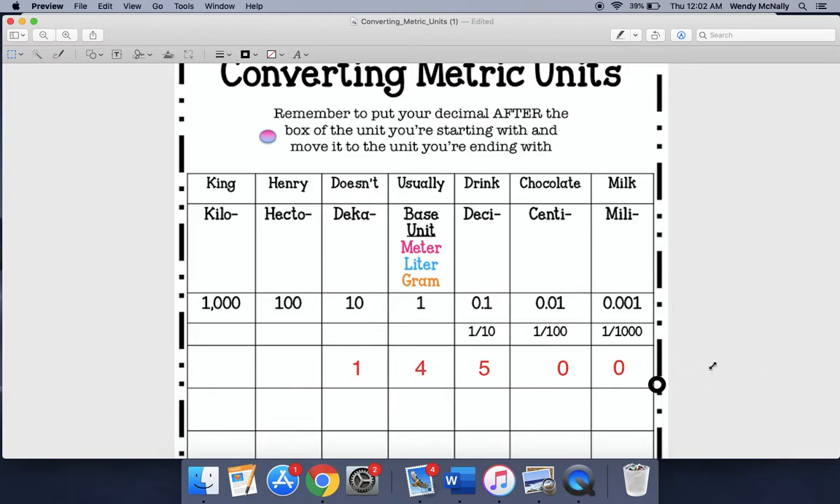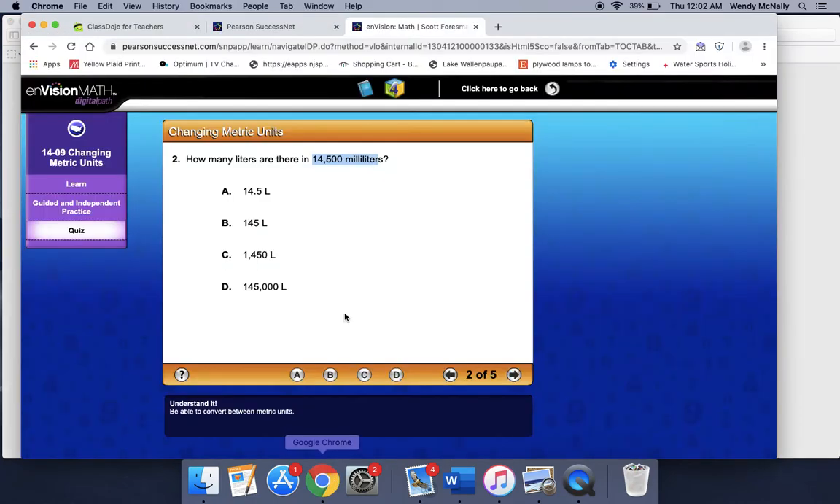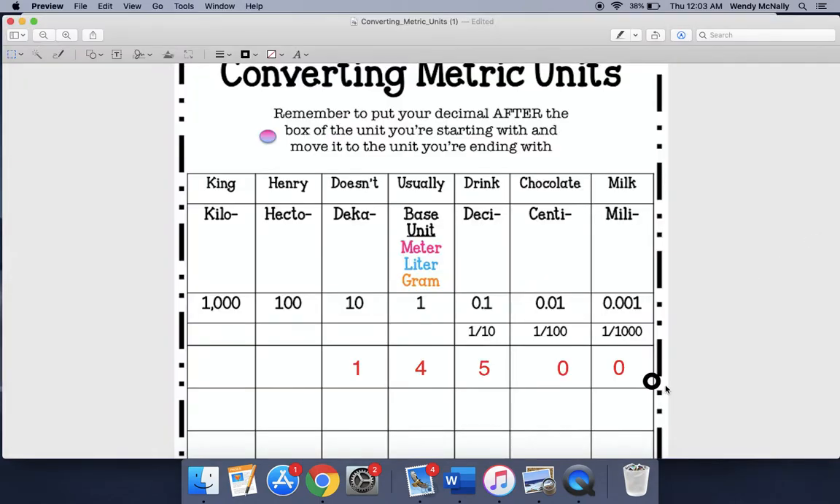Okay, so I have 14,500 milliliters. Now, my decimal point is at the end of the milliliters column because I am currently working with milliliters. Now, let's see what they want me to change this to. They want me to convert 14,500 milliliters into liters. So here's what I'm going to do. I have to start with my decimal point and I have to move it from milliliters to liters. So I'm going to move my decimal point over here right to the end of this column, which is the liter column.